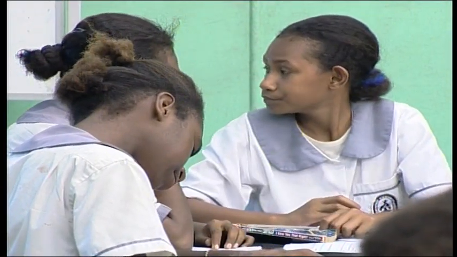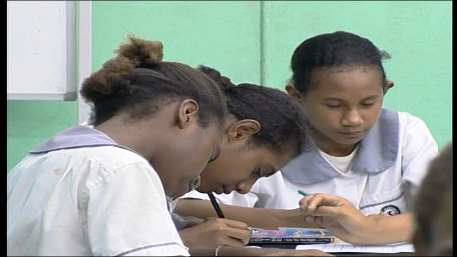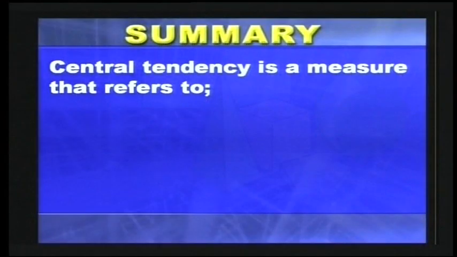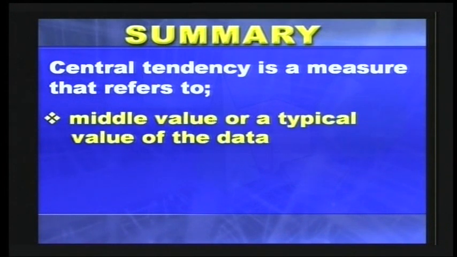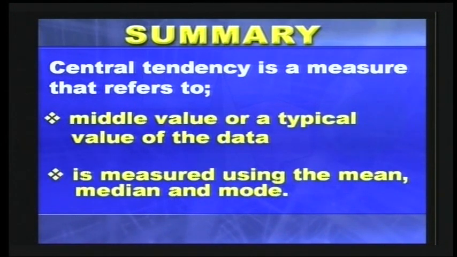Okay, we just go through the summary points. Central tendency is a measure that refers to, number 1, the middle value or typical value of the data, and number 2, is measured using the mean, median, and mode. So that's the summary of today's lesson, central tendency.